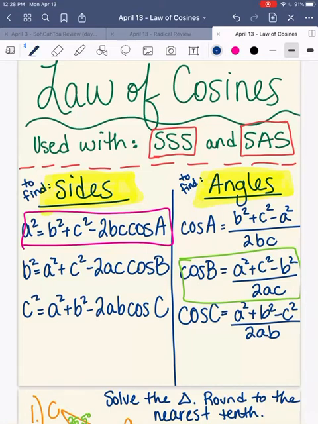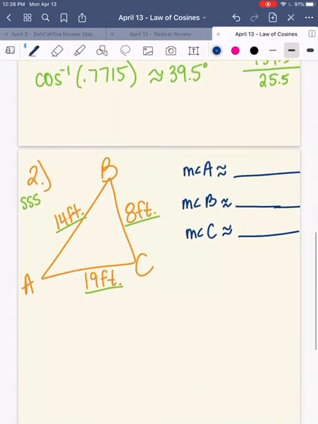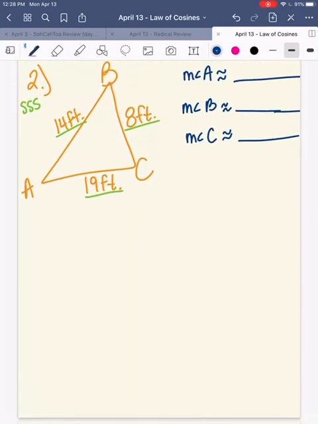And we're only going to have to do it twice because if we find two angles, we can find the third one by adding and subtracting from 180. So again, it really makes no difference which one you find first. I just typically go in alphabetical order, but it makes no difference. Okay, so let's find the cosine of A first.